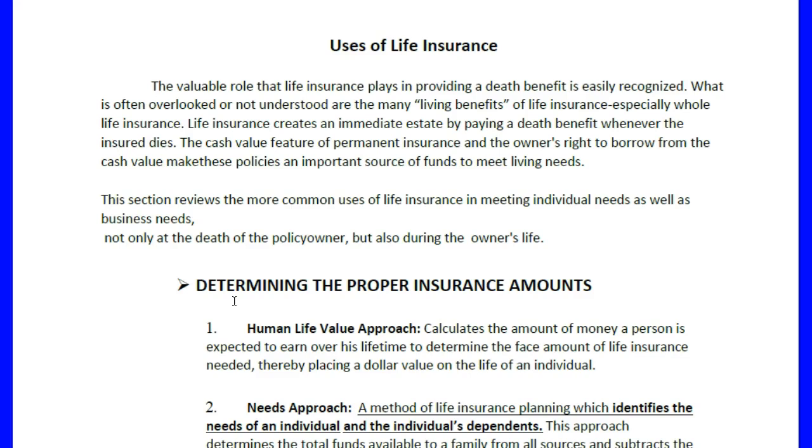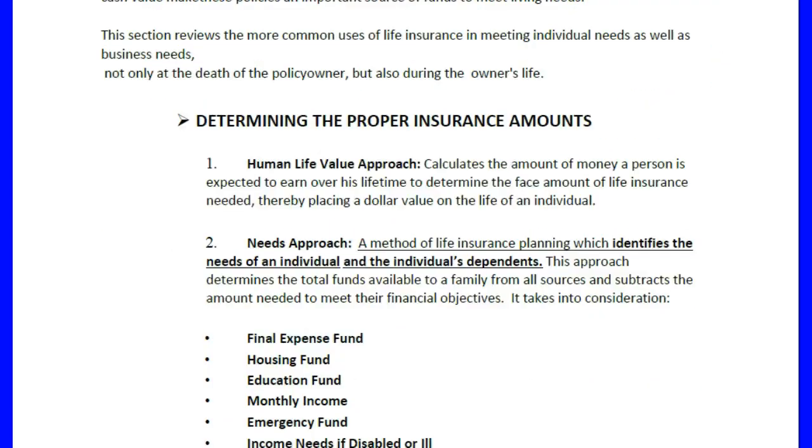And we're going to talk a little bit about uses of life insurance. Life insurance has several different kinds of use. But first of all, you need to determine the proper insurance amounts.